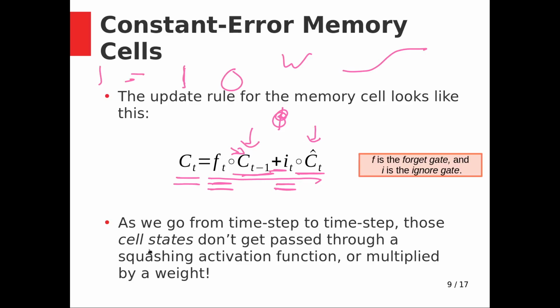As we go from time step to time step, those don't get passed through a squashing activation function, and they don't get multiplied by a weight. They're just gated and added over and over and over again. And these memory cells, these constant error carousels, serve as a line through time that allows information to pass through continuously, as long as it's not blocked by a forget gate or overwritten by something that doesn't get ignored.